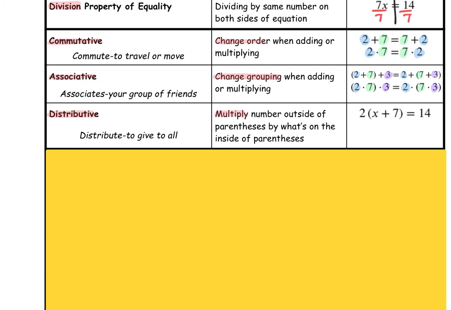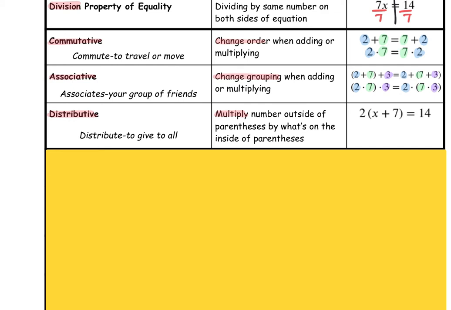Associative property, you could think of your friends, your associates. When you think of the associative property, it's when you're changing the grouping of numbers. And we group numbers by using parentheses. So you can see here, we're changing the grouping by first grouping 2 and 7, and then grouping 7 plus 3. We're changing the grouping here by grouping 2 times 3, and then changing it to grouping 7 times 3.